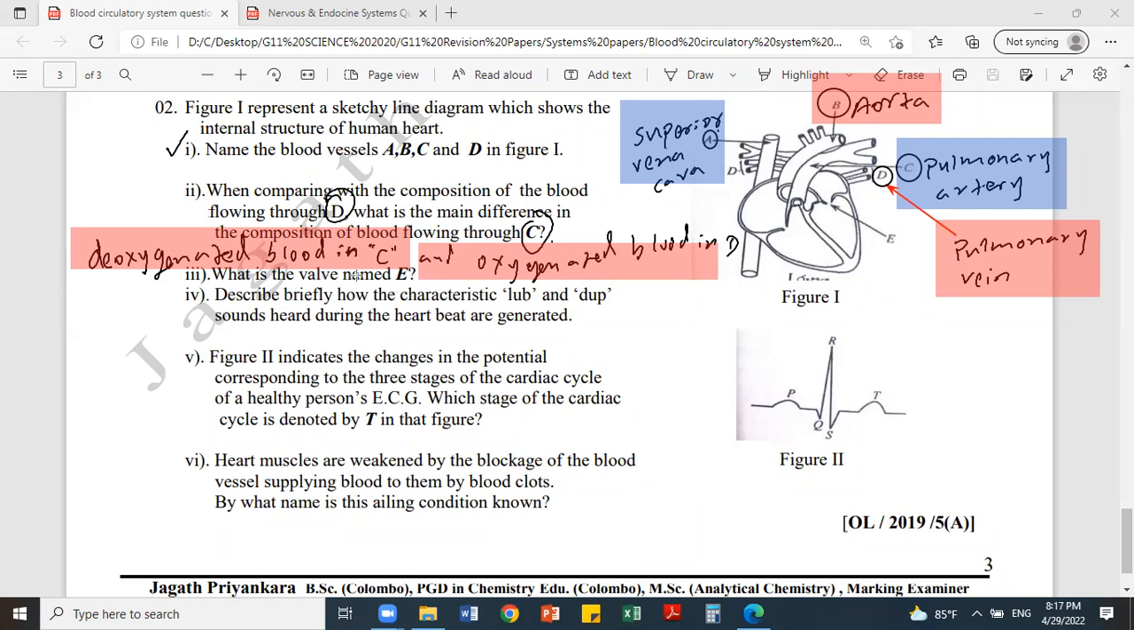What is the name of the valve E? I'll write near the diagram itself the name of this valve. So the valve E will be on the left side of your heart. You have the bicuspid valve. Sometimes this is also called the mitral valve.